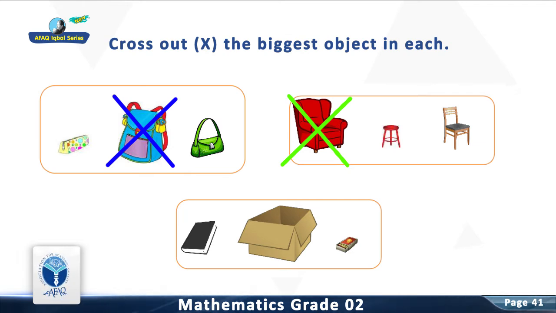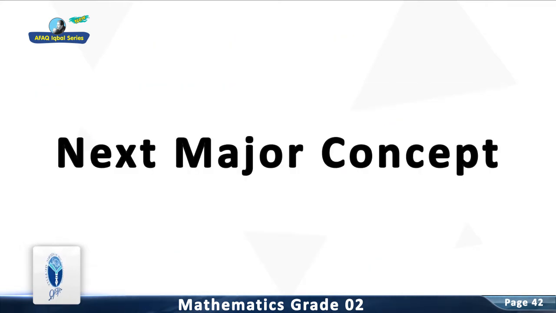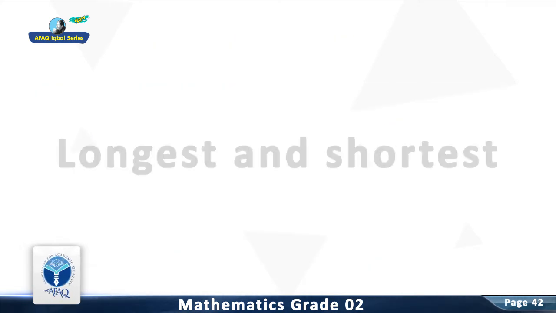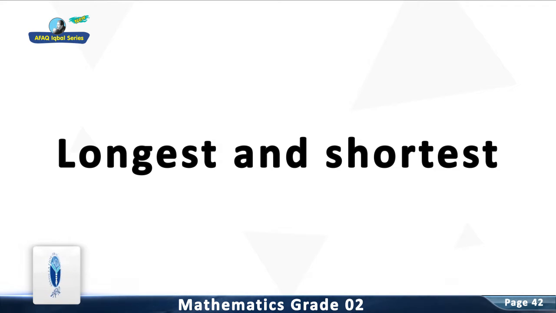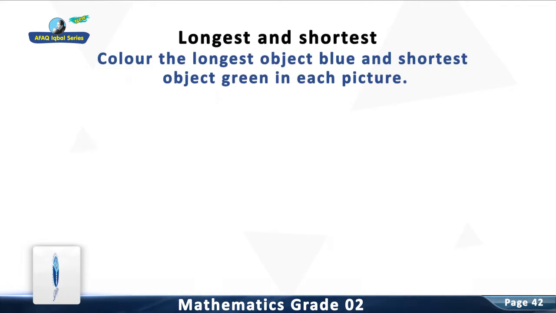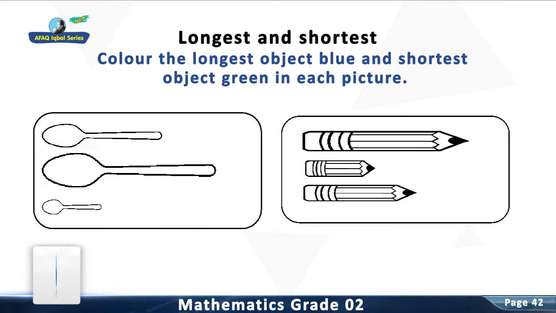Good. Now next picture. Good. Box is the biggest, so cross out it. Good. Now we move to the next major concept, longest and shortest. Resource pack concept: color the longest object blue and the shortest object green in each.